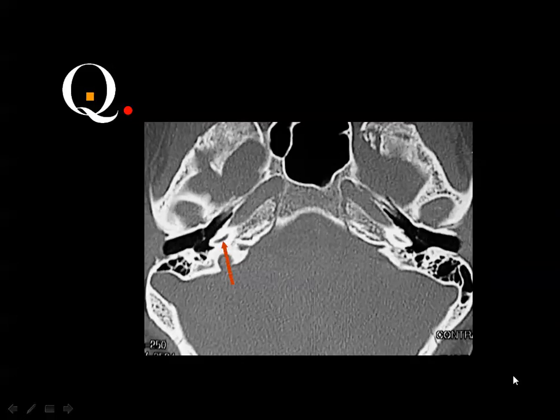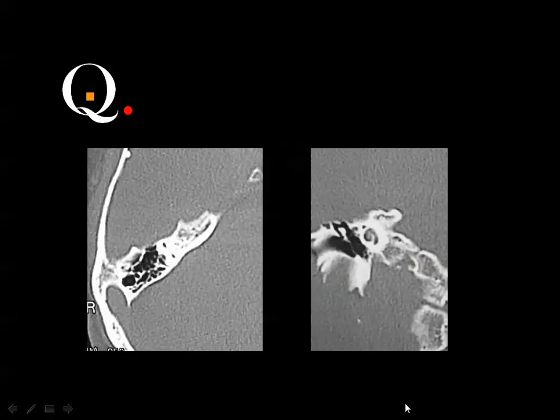Then if you look here, this is the basal turn of the cochlea, and here you can see the connection of the middle ear cavity to the nasopharynx, and this is the Eustachian tube. If you look carefully here, you can also see the canal for the tensor tympani muscle. And this is the cochlear aqueduct, which is similar to the internal auditory canal, but smaller and inferior to the internal auditory canal.